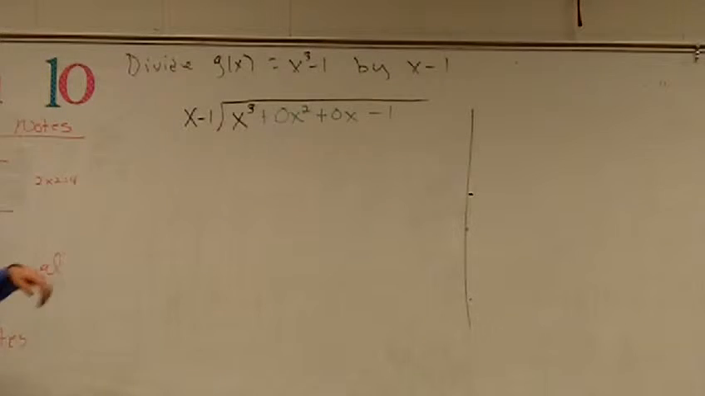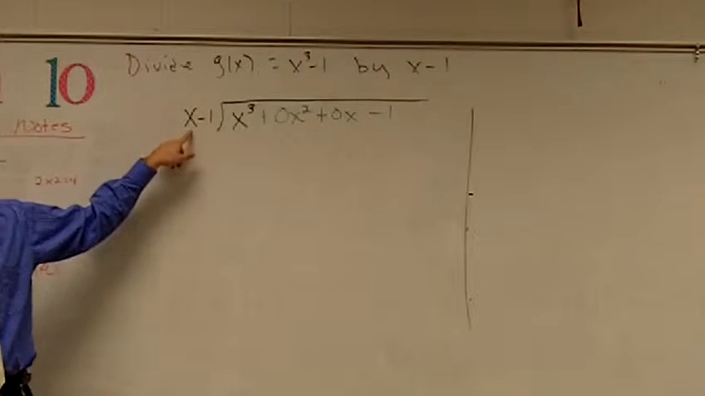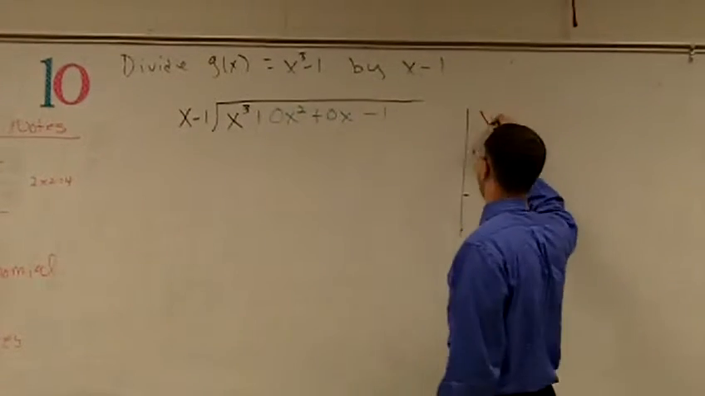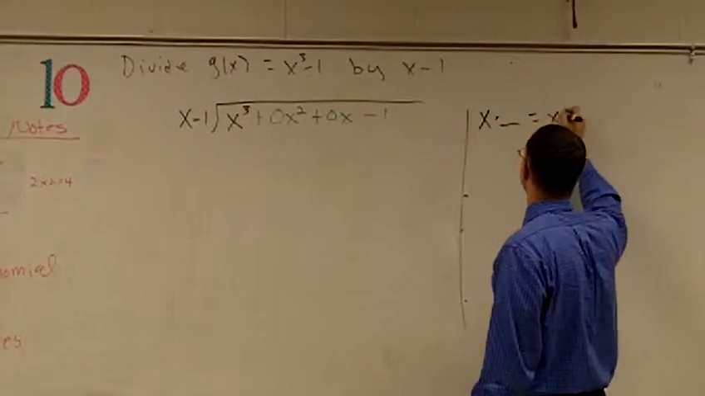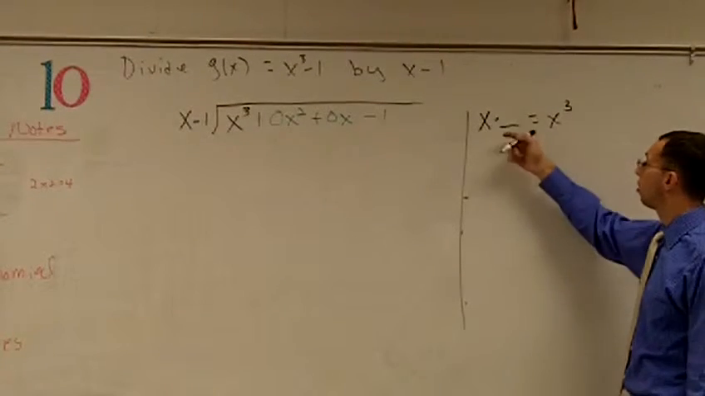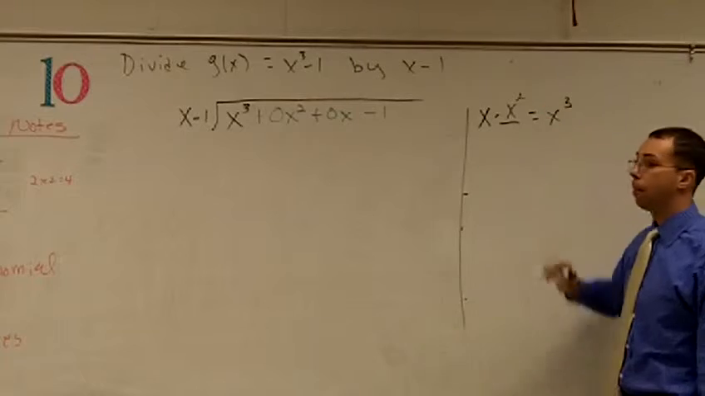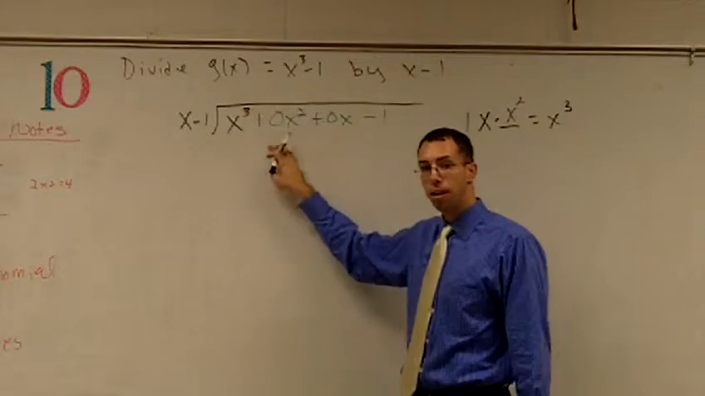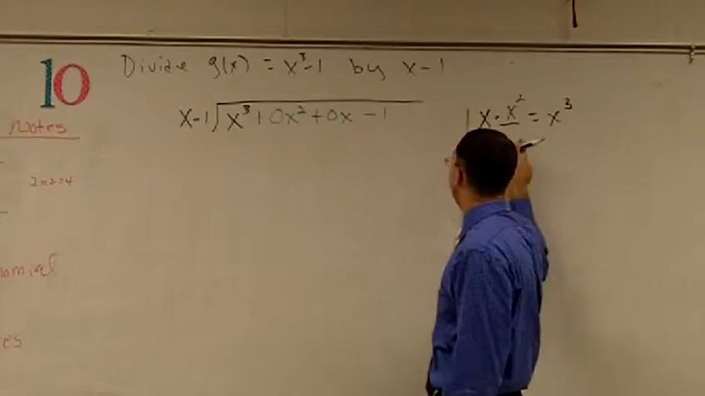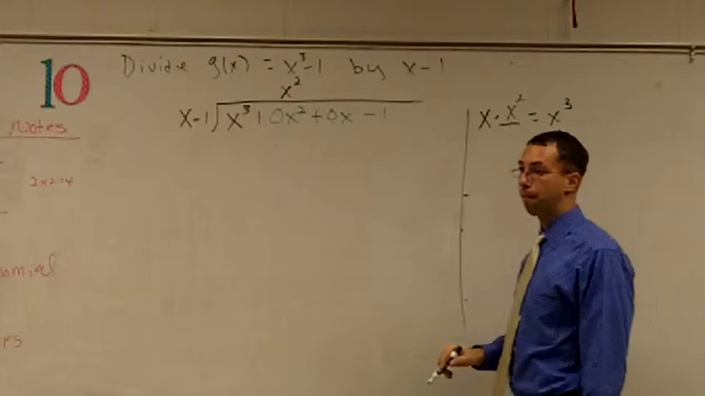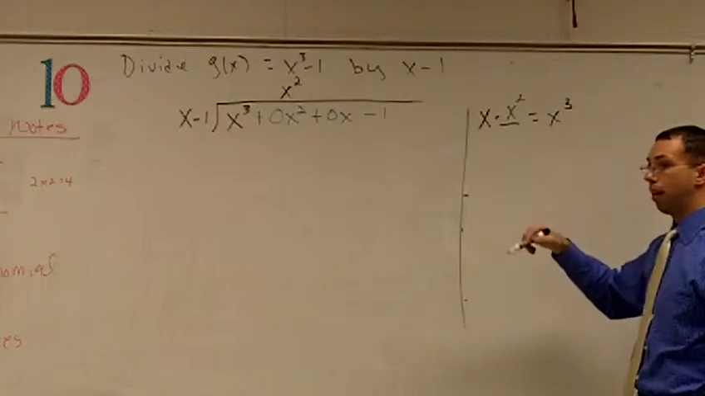So again, you'll start it just like normal. You'll start here with the x, and you'll come over to your side of your work and say, okay, x times something is equal to x cubed. Well, obviously, it has to be x squared, right? Now notice how we inserted our placeholder of 0x squared. Now you see why. Because now I have an x squared here, that needs to go over the x squared term. Okay. Then you'll multiply and subtract.